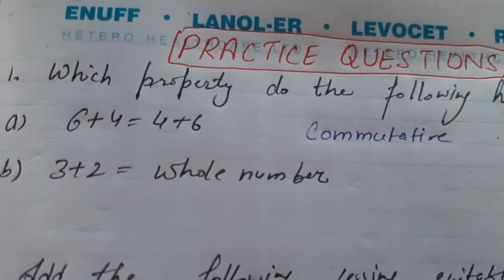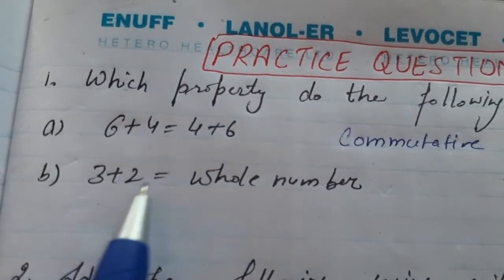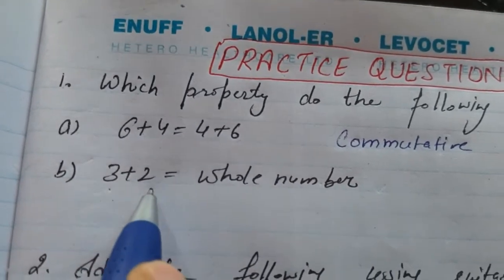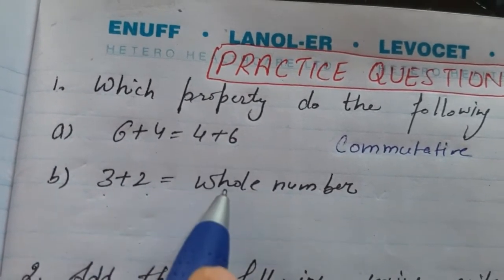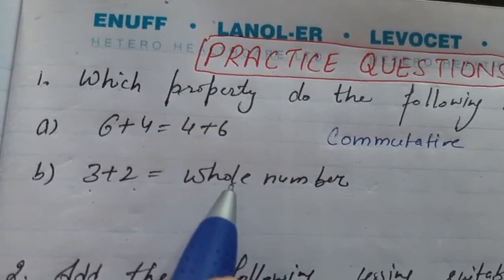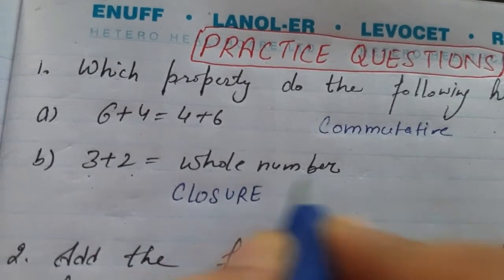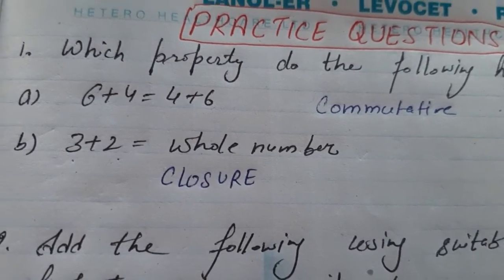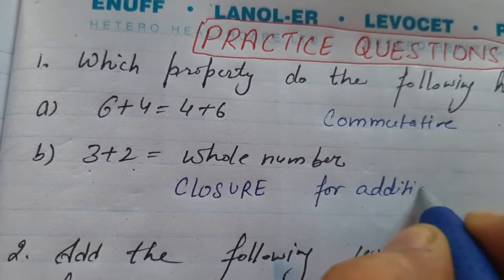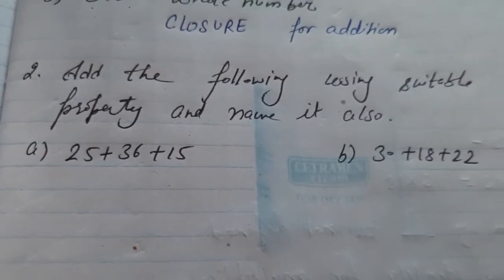Which property is used here? Commutative property. Next is 3 plus 2 is a whole number. See, 3 is a whole number, 2 is a whole number. When we add both, then it is also becoming a whole number. So it means the closure property is used here for addition. Closure property for addition.